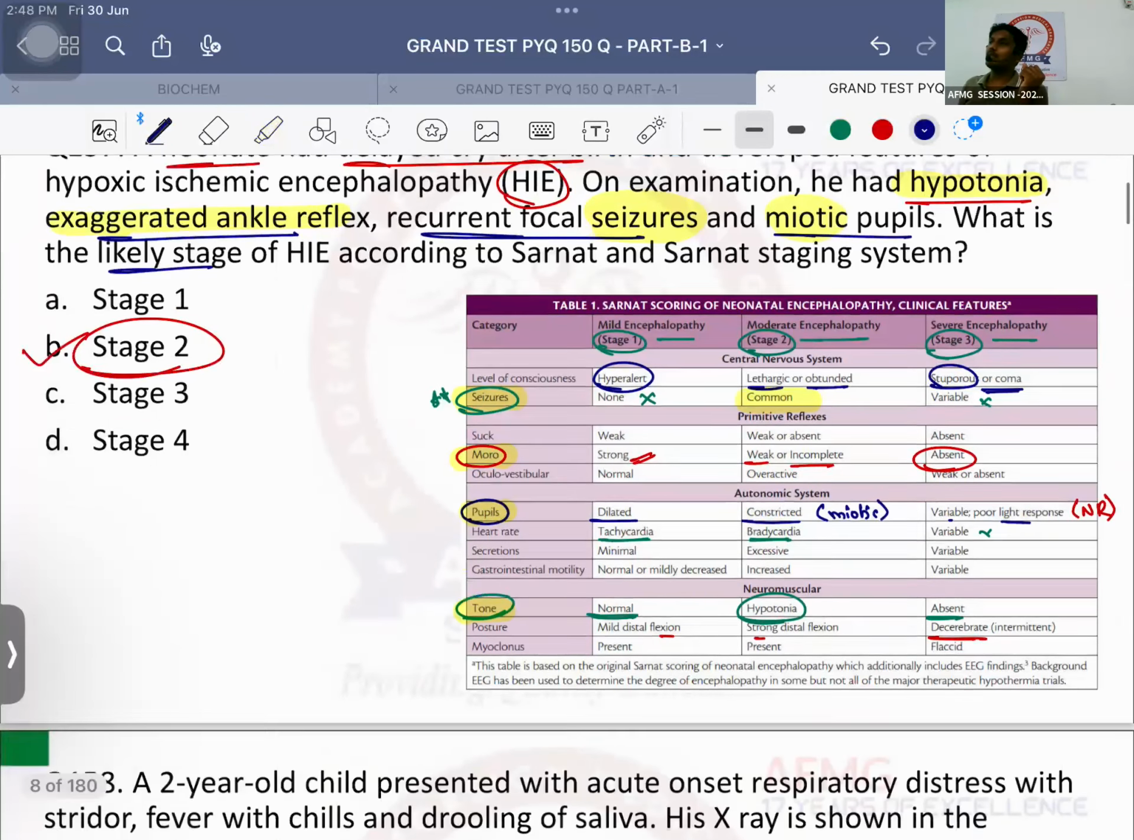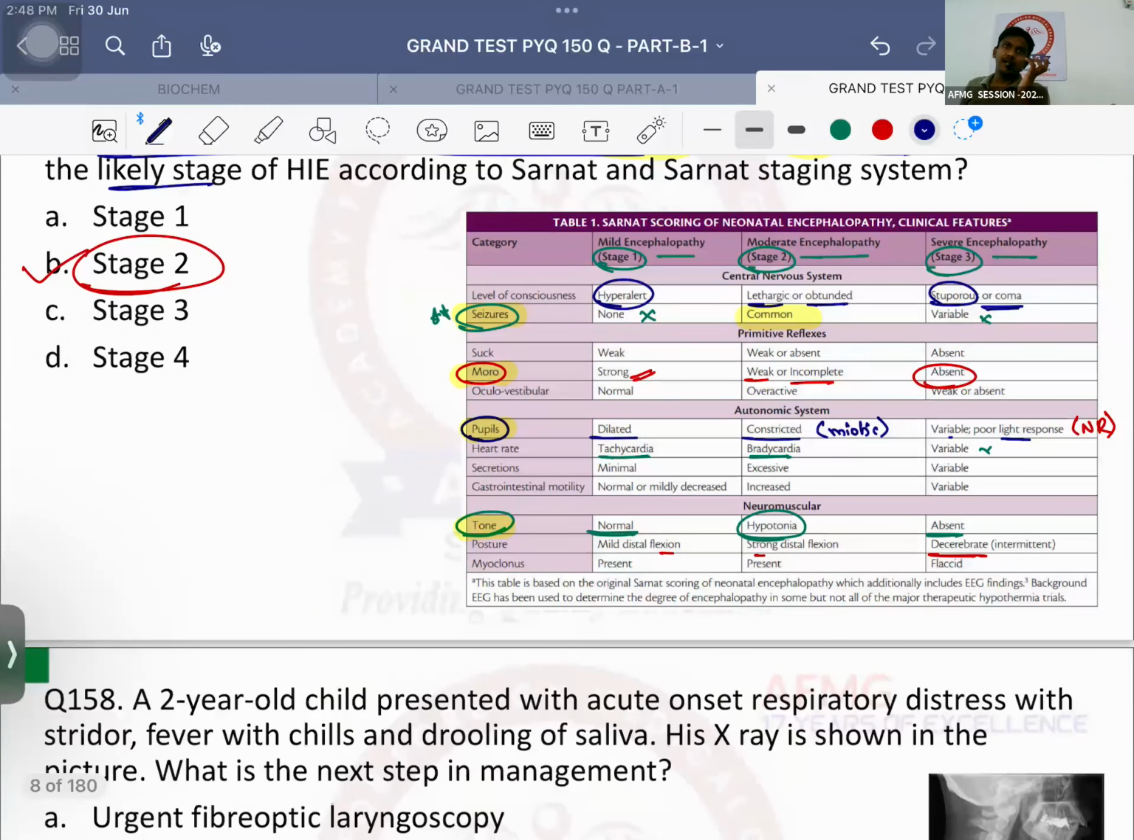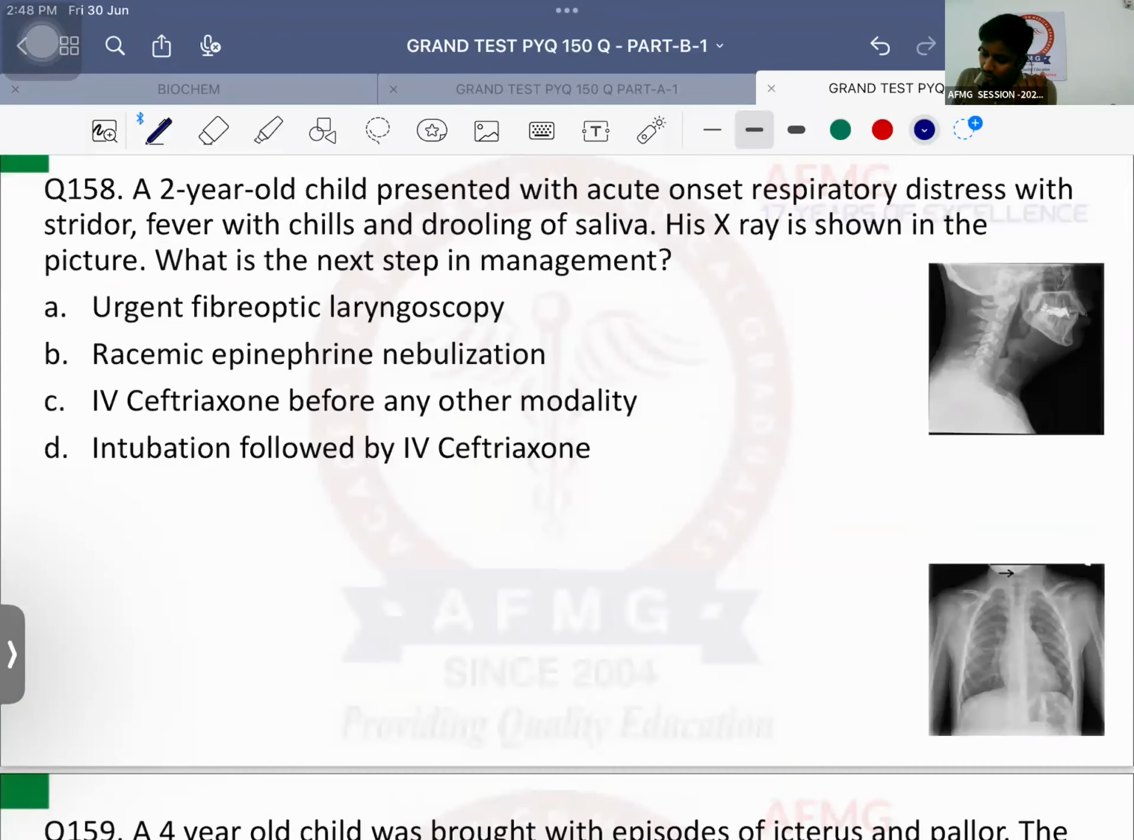ठीक है. Oxygen supplementation should be given to the child because he is having HIE. If required, we can also intubate the child. ठीक है. Question number 158. A 2-year-old child presented with acute onset respiratory distress. ये दोनों सरकारी क्वेश्चन है. कभी कभी दोनों के दोनों आ जाते हैं एग्जाम में, कभी कभी एक तो आता ही है.